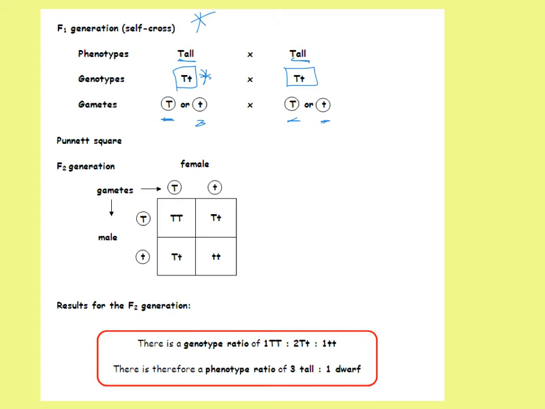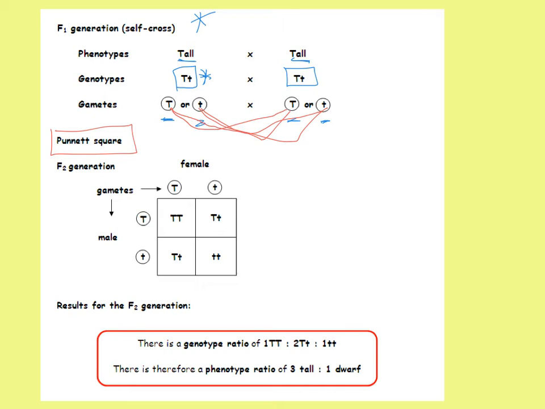Because what can happen is, well, it might be that a pollen grain that's a large T meets up with a large T in the fertilization process, or it might be that the large T meets up with a small t. Or it might be that a little t meets up with a large T, or a little t meets up with a small t. Now, it's kind of complicated to work your cross out that way. So what we do is we use something called a Punnett square.